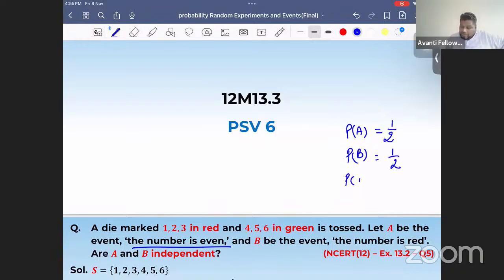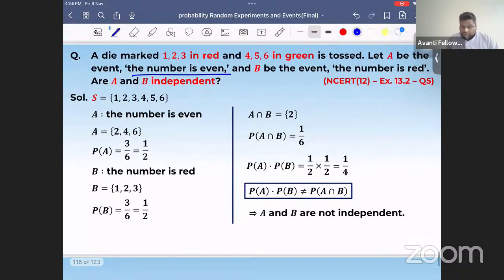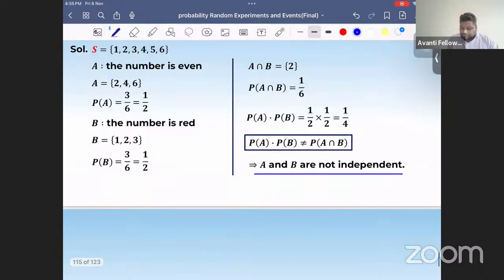Now probability of A intersection B. A intersection B is what? It is an even red number. So out of 3 red, 1, 2, 3, there is one even number, 2. So A intersection B is having only one element, 2. So it is 1 by 6. Am I clear? So definitely P(A intersection B) is not equal to P(A)P(B). So events are what? Not independent. Got it?